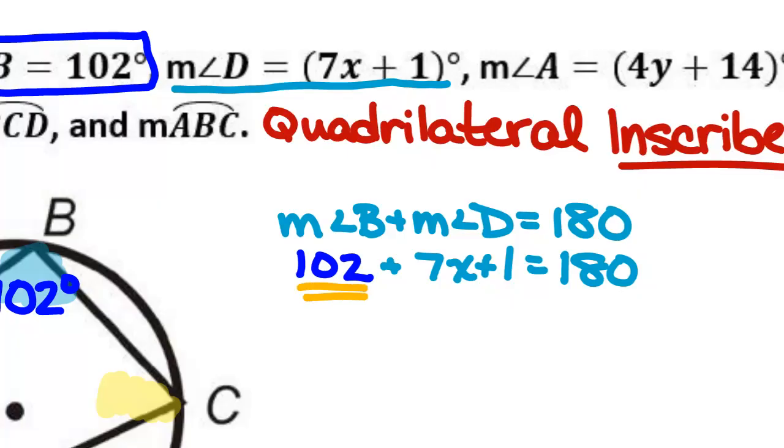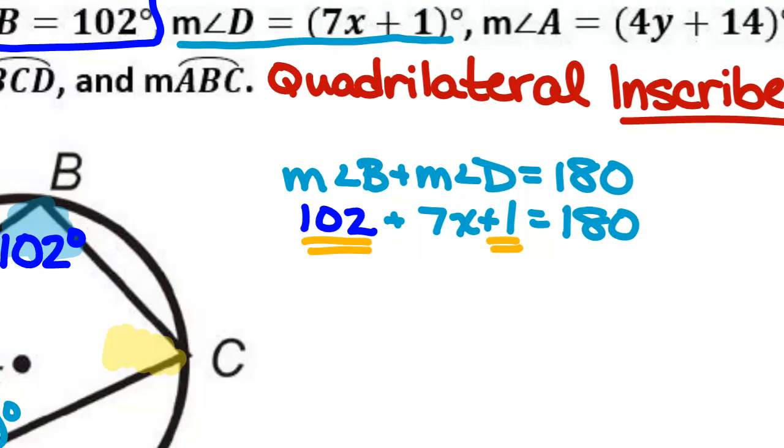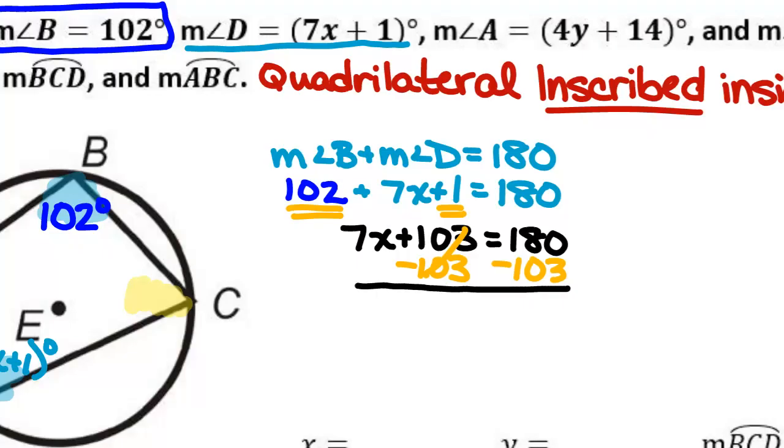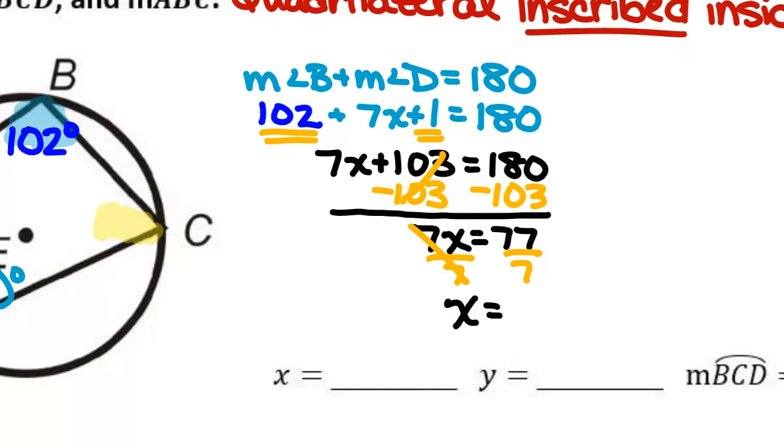I've got like terms to combine. I have 102 and 1. What do those combine to give me? 103. So 7x plus 103 equals 180. Then I'm going to subtract 103 from both sides. What is 180 minus 103? 77. And then I divide both sides by 7. What is 77 divided by 7? 11. So x is 11.